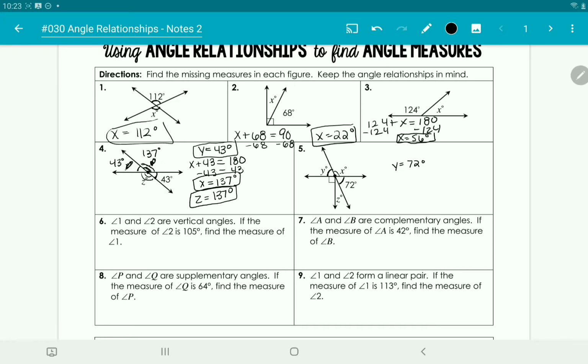X is going to make a straight line with this angle. You can see right here, if you trace all around, it makes a straight line. So x plus 72 gives you 180. So if we subtract that 72 from both sides, that's going to give us that x is 108 degrees. Okay? So we've got x and y, we just need z.